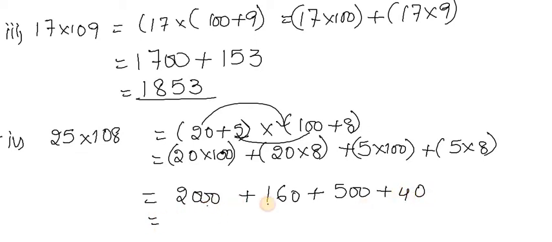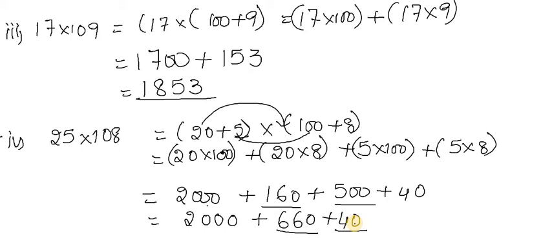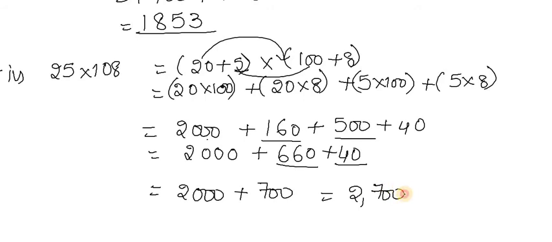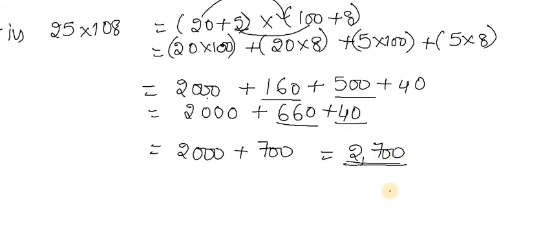Now 2000 plus 160. So we'll add this first. 2000 plus 160 plus 500 is 660 plus 40. Now we will add 660 plus 40. The answer will be 700. So 2000 plus 700 is 2700. In this way we can solve the answer. Now move on to the next question.